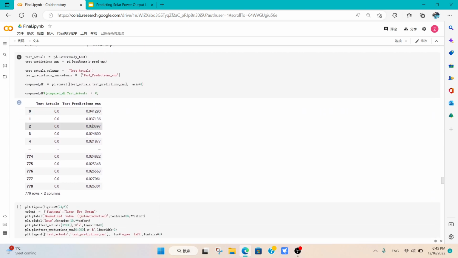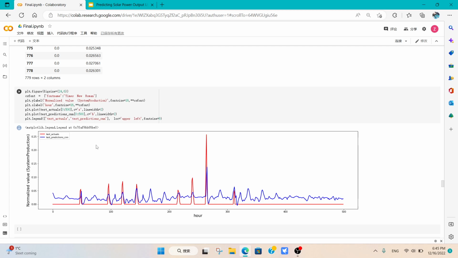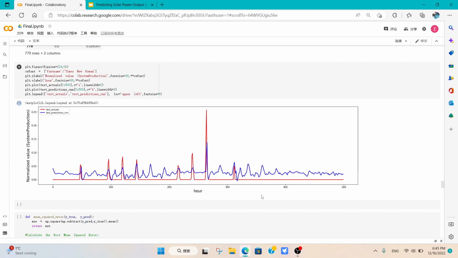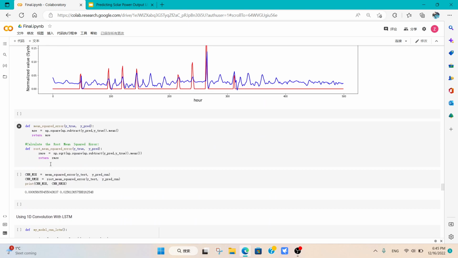So this is our prediction against the test actual, and this is the curve again. The red signifies the test actual, and the prediction is the one in blue. Then this is the mean squared error, and we can see that the root mean squared error is higher than that of the LSTM, which means LSTM performed better than this 1D convolution.